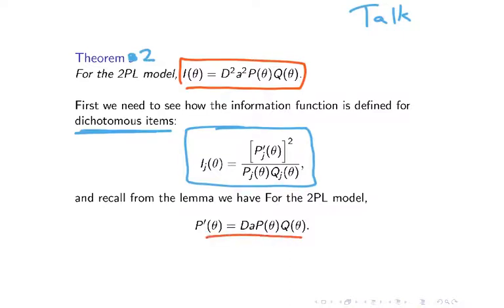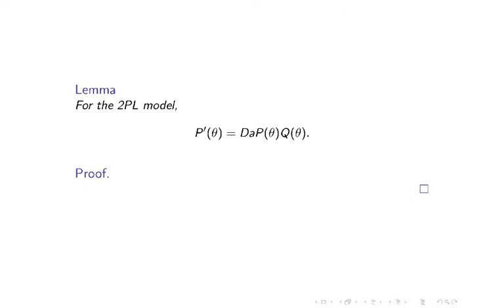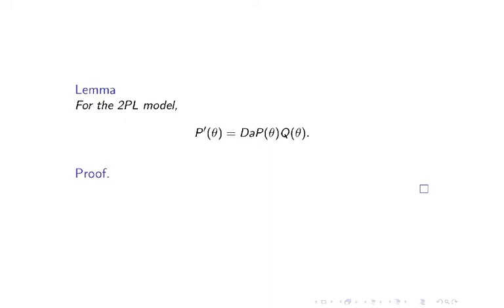And first we need this lemma. So the lemma is here. The first thing I would do is find the derivative of this function, because that's what we're going to try to show these two are equal. So we have e to the dA theta minus b over 1 plus e to the dA theta minus b.